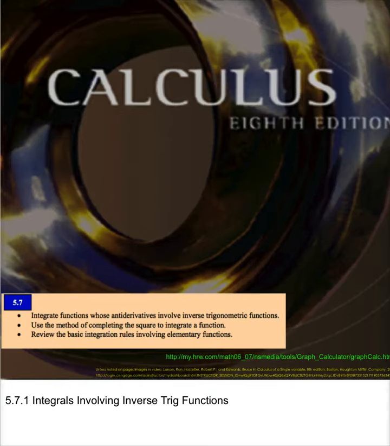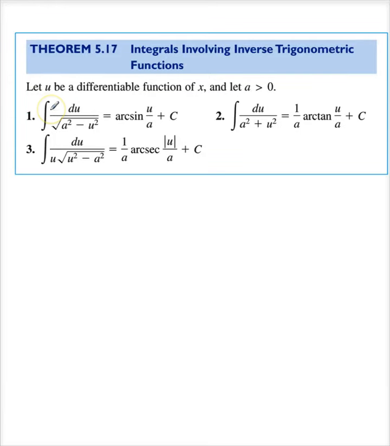Sometimes we have algebraic integrals whose solutions are of the form of our inverse trig functions. If I had the integral of du divided by the square root of a squared minus u squared, this is the inverse sine of u over a plus c. Similarly, if I have the integral of du divided by a squared plus u squared, this is 1 over a times the arctan of u over a plus c.